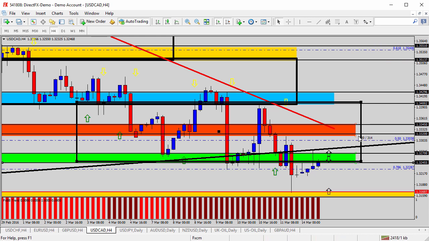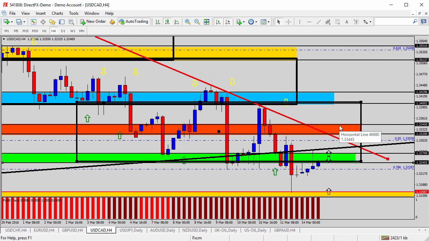If it does, then we're probably back up here towards this orange shaded area up here into the low to mid 1.3300. So green zone is your key area to watch for the day today here on the US CAD. Under it, falls back down and continues the downtrend that we've been in. Above it, we start to look for some retracement. Keep an eye on those oil prices. It may give you a clue to direction for the US CAD.